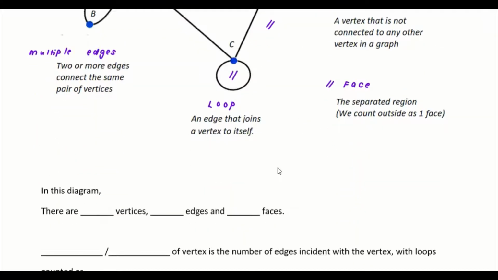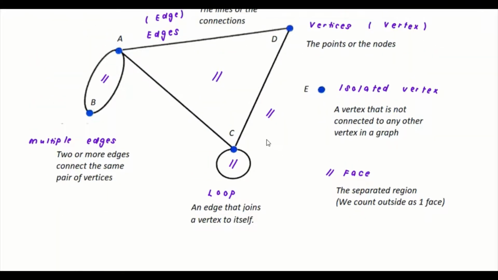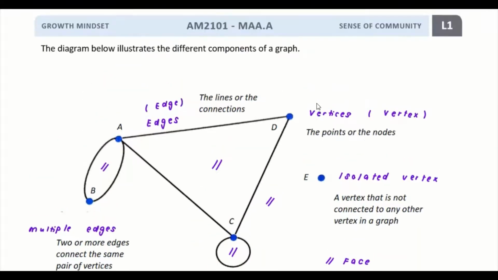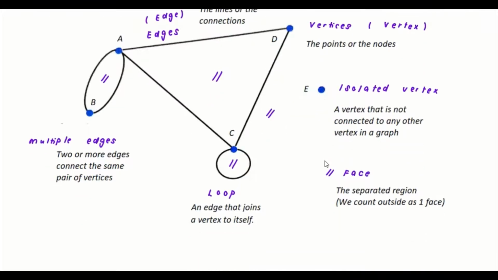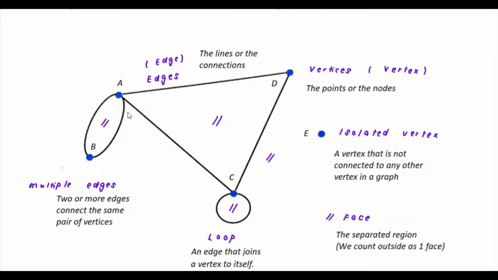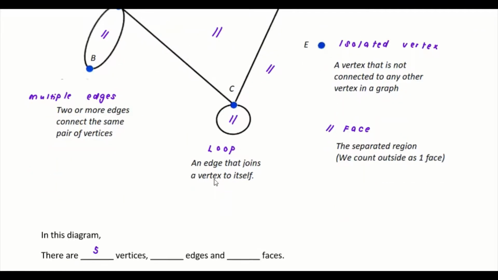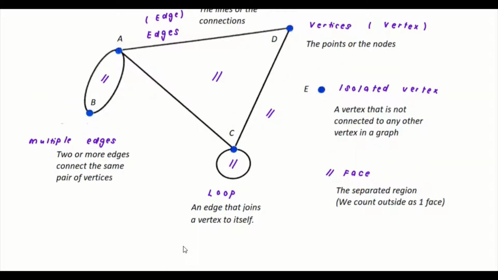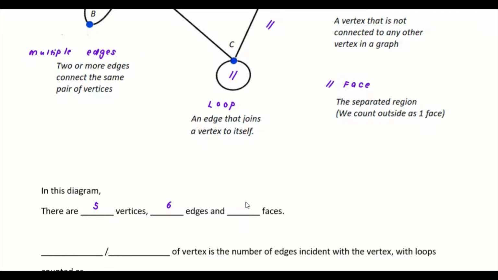Okay, in this diagram, how many vertices do you have? 1, 2, 3, 4, 5. The isolated vertex is considered a vertex as well, so don't forget to count that. In this case, we have 5 vertices. How many edges do we have? 1, 2, 3, 4, 5, 6. The loop is considered 1, so that's why 6 edges. How many faces, how many separated regions do we have? 1, 2, 3, 4. Remember, the outside is counted as one face as well, so that's why 4 faces.